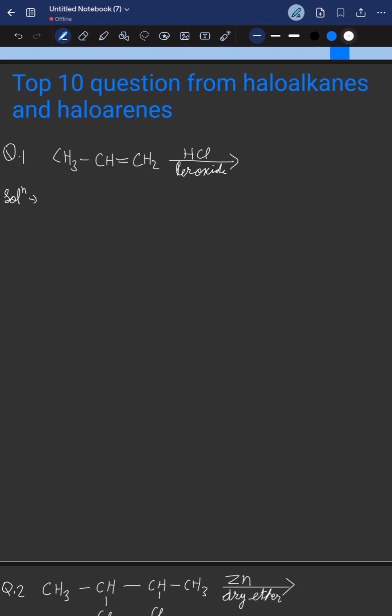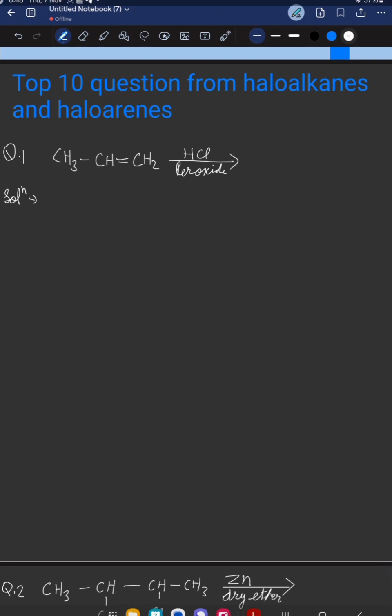If there is a mistake, you would remember that, and if you are right, then you would have seen the solution 2 times, which would help you remember more. So now let's start. Here is the first question. It is propene with HCl and peroxide.